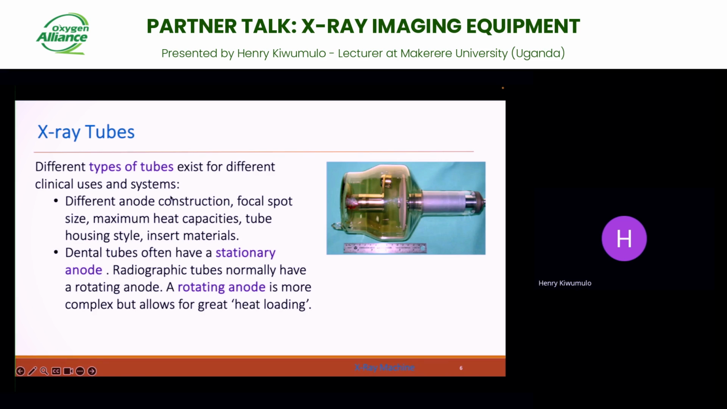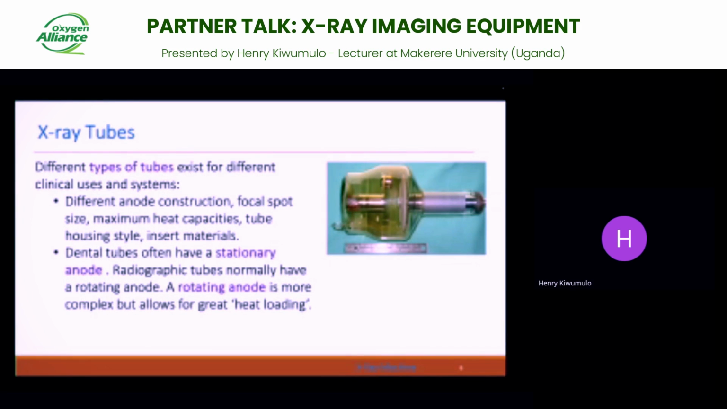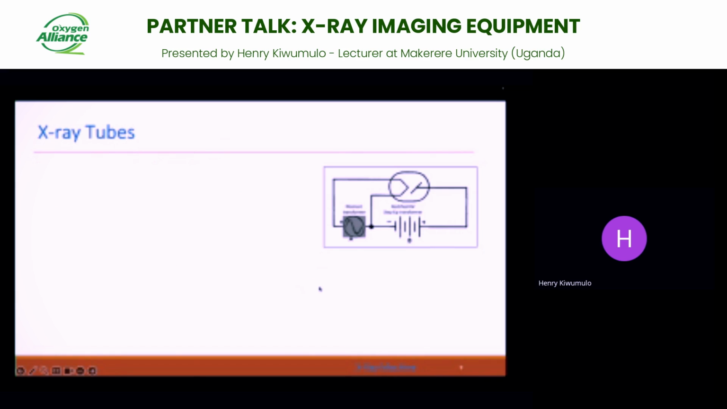So these different tubes have a different anode construction, focal spot, maximum heat capacities, tube housing style, and even insert materials. And we basically have what we call a stationary anode. We shall talk about it later. And then, of course, what we call a rotating anode. So these are different designs of the tube that dictate the functionality of an X-ray machine, as we shall see later on.